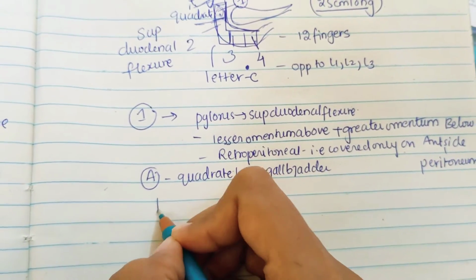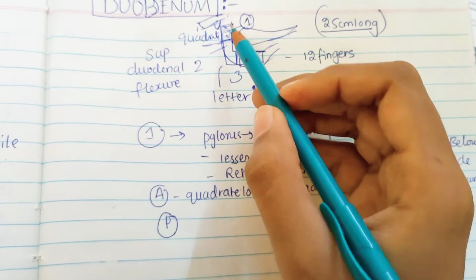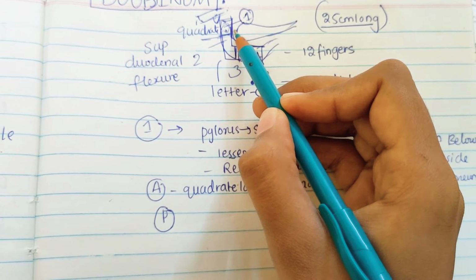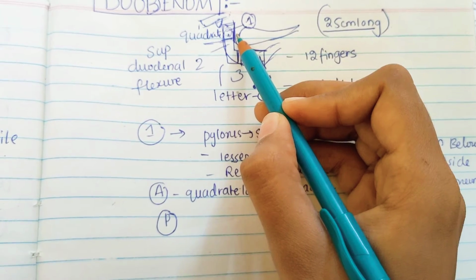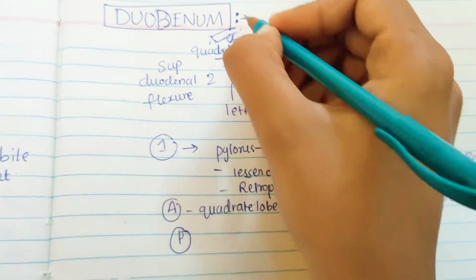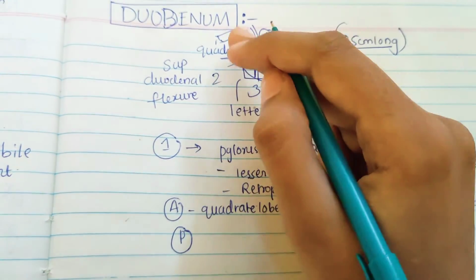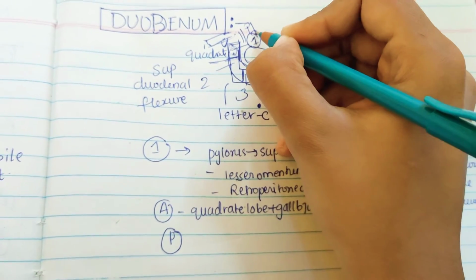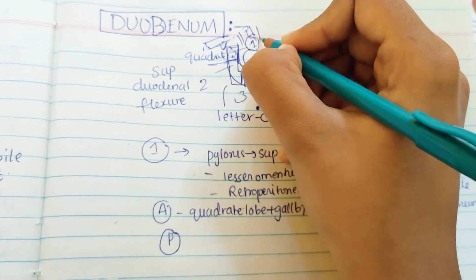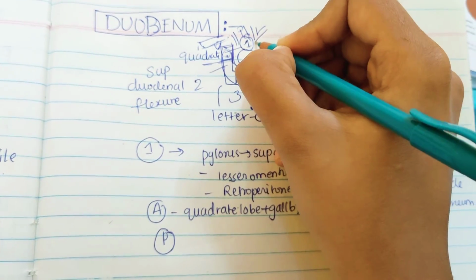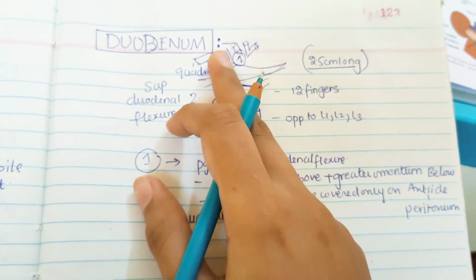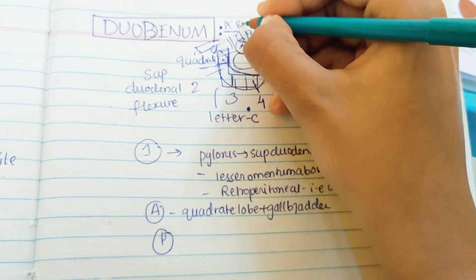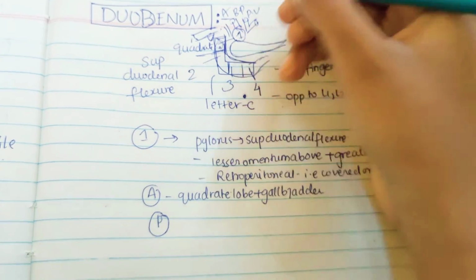Okay, next coming to posteriorly. Posteriorly, if you see through the first part of duodenum, you will have one artery that is called the gastroduodenal artery, and also you'll have the bile duct. Okay, bile duct, and also you'll have the portal vein. So these are its posterior relations: gastroduodenal artery, bile duct, portal vein.